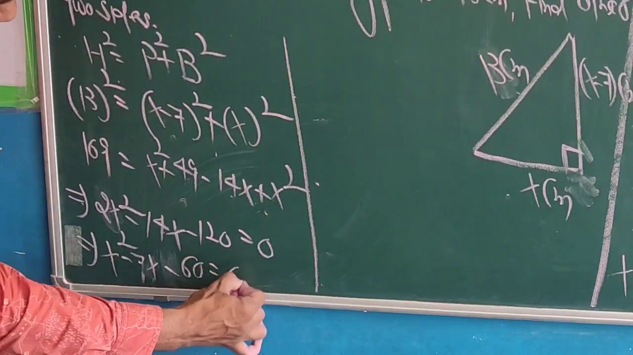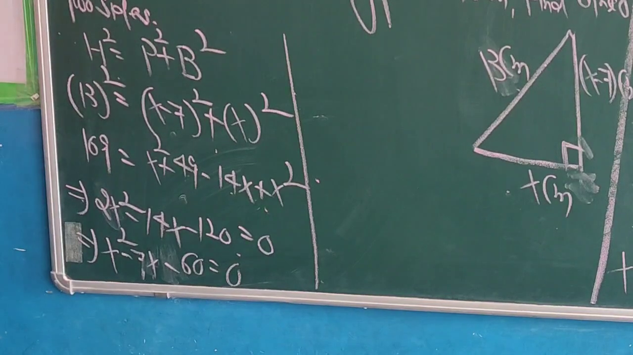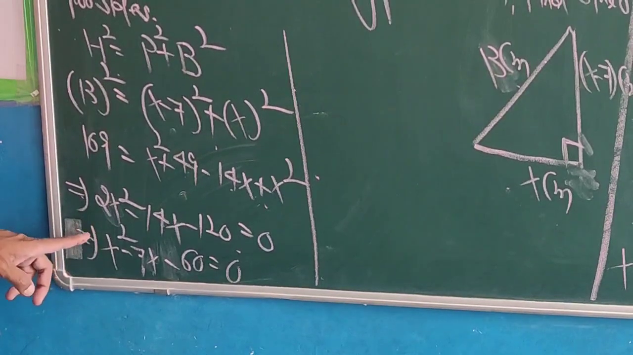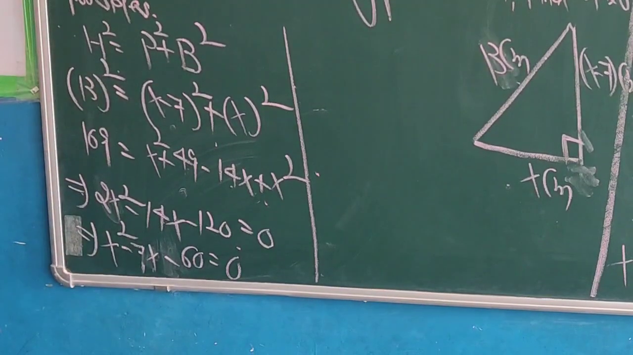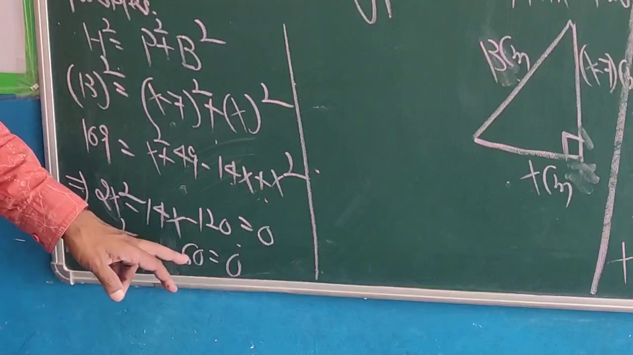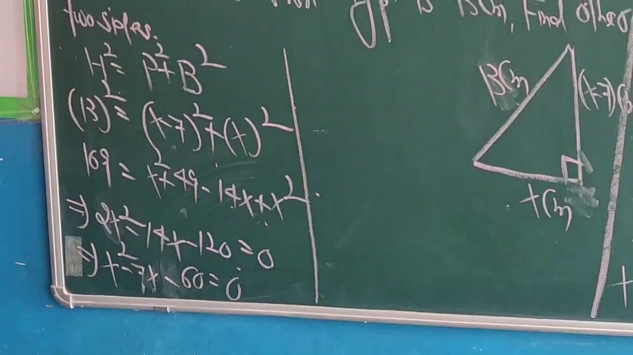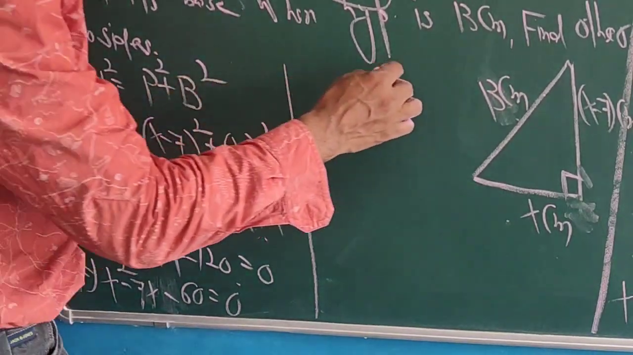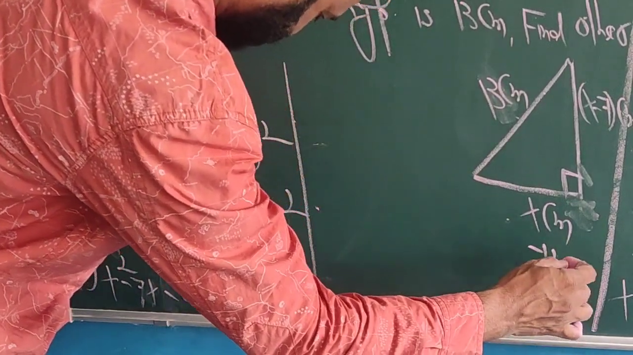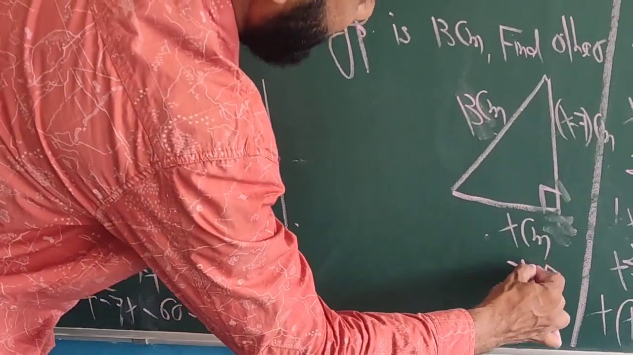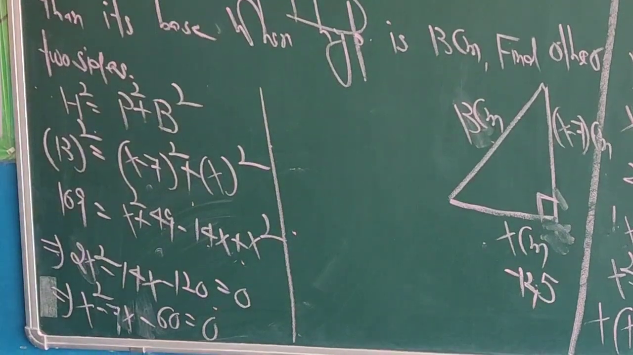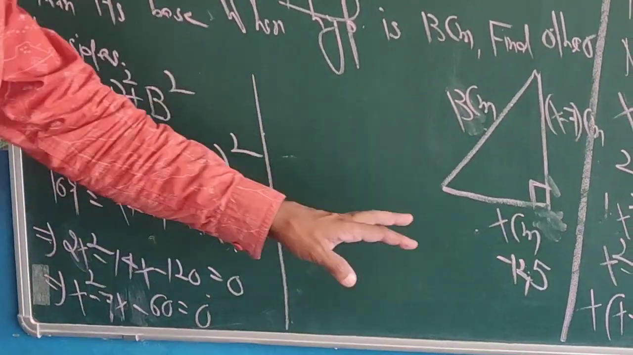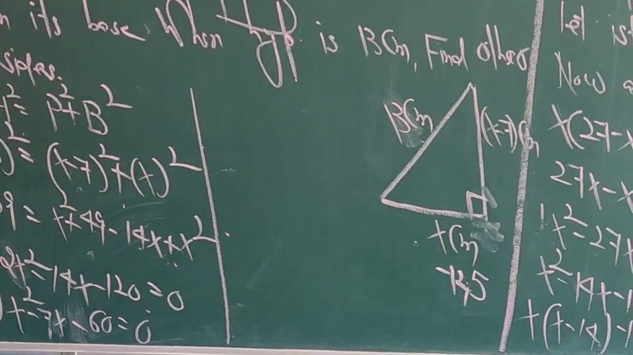60 equal to 0. Now we find the factors of 60 whose sum is minus 7, because the coefficient of x square is 1 and the constant term is minus 60. While the product of 1 and minus 60 is minus 60. So we find the factors of 60 whose sum is minus 7, and these are minus 12 and 5, because when we multiply minus 12 with 5, it is equal to minus 60, and when we add minus 12 and 5, it is equal to minus 7.